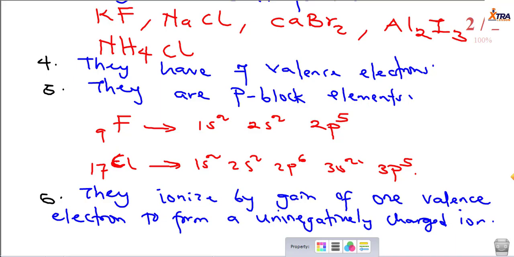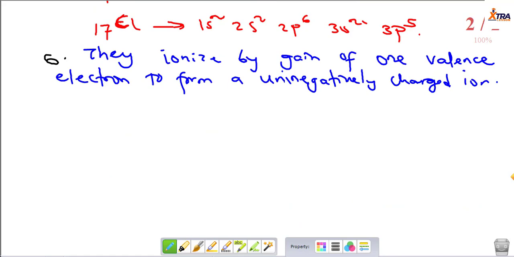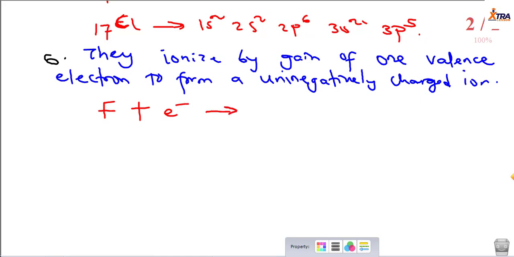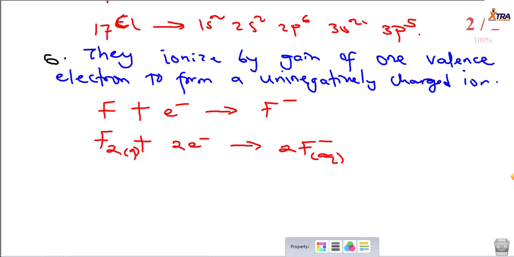So what does that mean? It means that if you took a fluorine atom and added an electron to it, it becomes a fluoride ion. But you can see this is not balanced. This is not balanced because group 7 elements are diatomic. Fluorine is F2, a diatomic gas, so each fluorine atom requires an electron. That's why you have 2e minus to give 2F minus, and this is a more reasonable form of the equation.